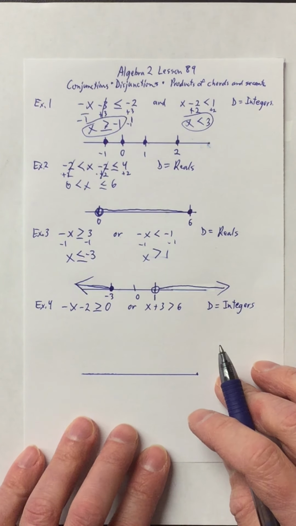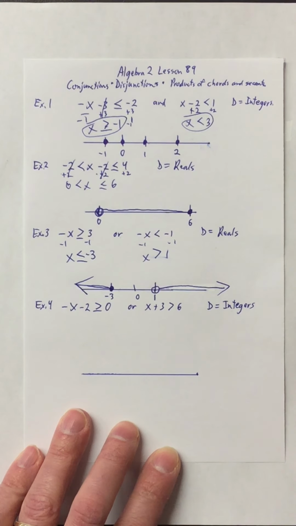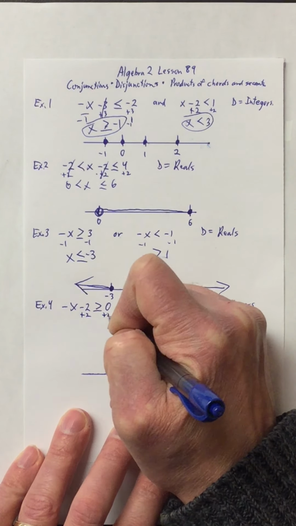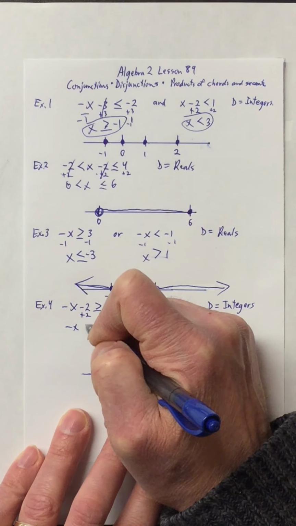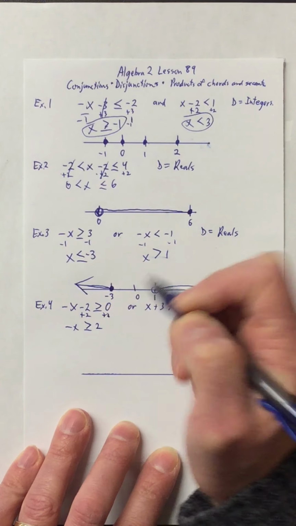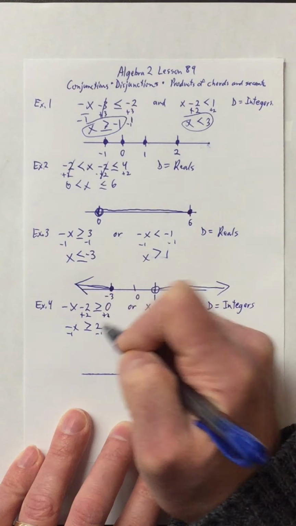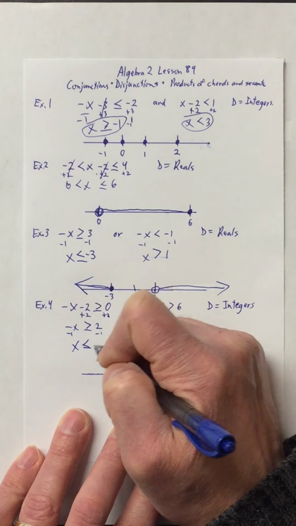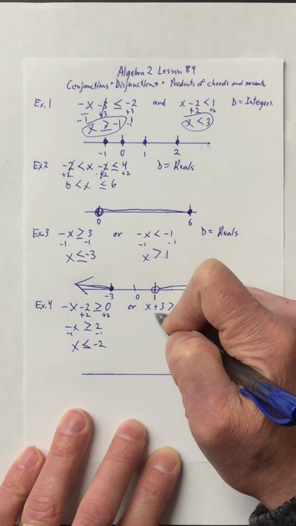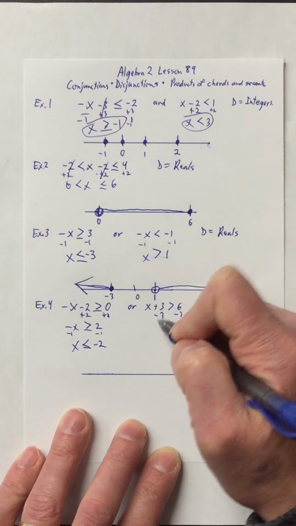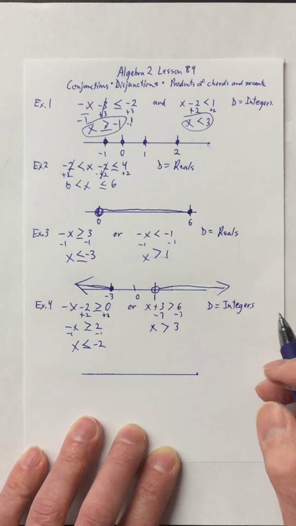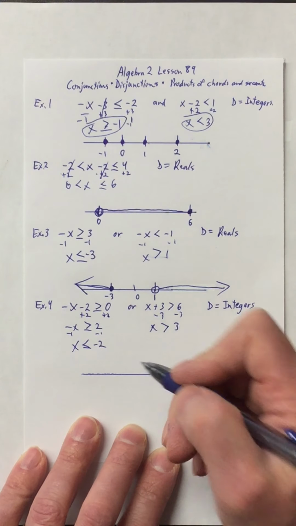Let's do example number 4, and then we'll move on. All right, let me get x by itself, so add 2 to both sides. I get negative x is greater than or equal to 2. Divide by a negative 1. Remember, my sign's got to flip. X is anything less than or equal to negative 2. Over here, subtract 3 to get away. X is anything larger than 3. All right, let's work with this one first.